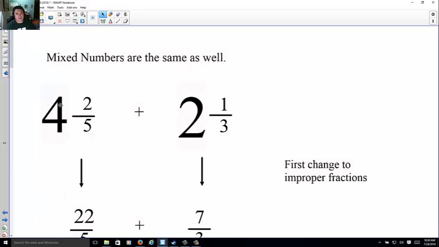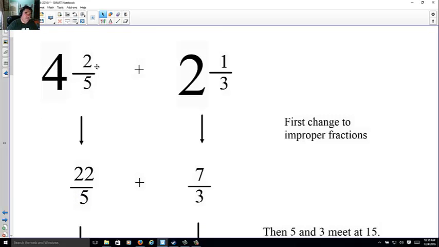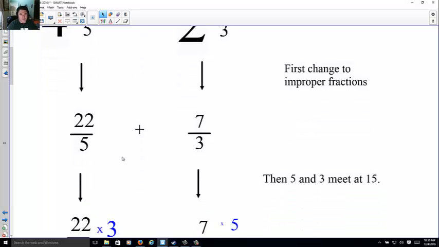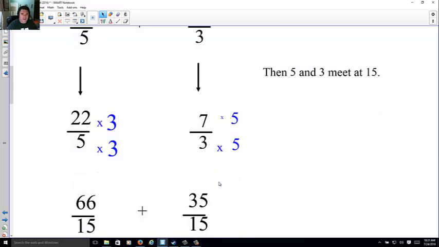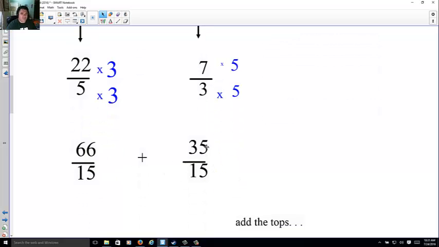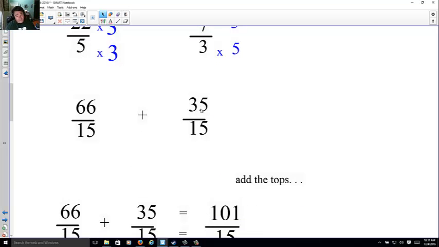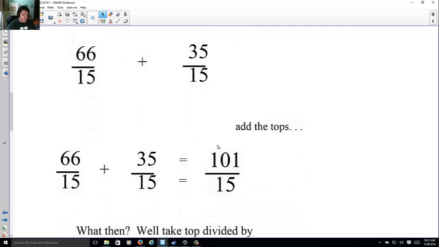Mixed numbers are the same as well. Mixed numerals, mixed numbers. 4 and 2/5 plus 2 and 1/3. All you have to do is make the 5 and the 3 the same. Now, there's a couple ways you can do this. I'm going to show you one way, and I might show you the other. 4 and 2/5 you can turn into 4 times 5 plus 2, which makes 22 over 5. And 2 times 3 plus 1 is 7 over 3. Then just make the 5 and 3 the same, which is 15, because 5 times 3 makes 15. So I'm going to times the top and bottom by 3, times the top and bottom by 5. And I get 66 over 15 plus 35 over 15. You add the tops together and get 101. Big number. Just take your calculator and take 101 divided by 15.